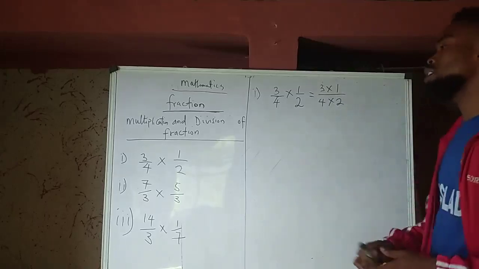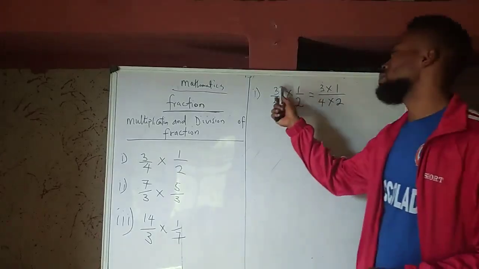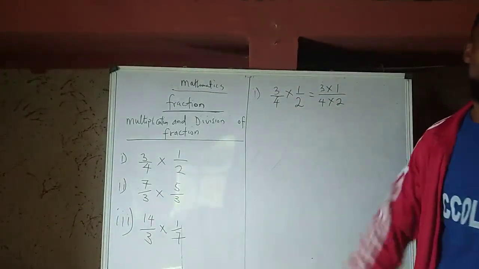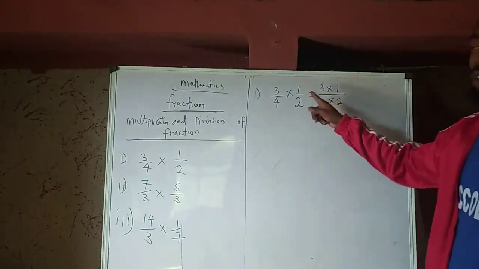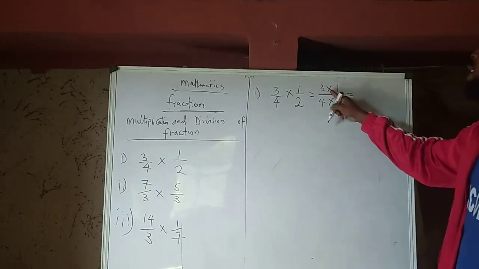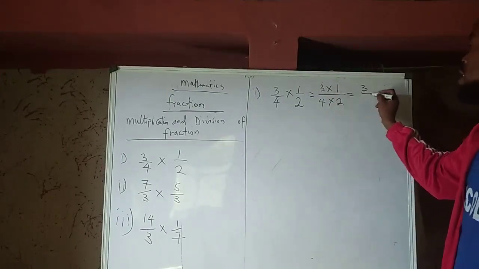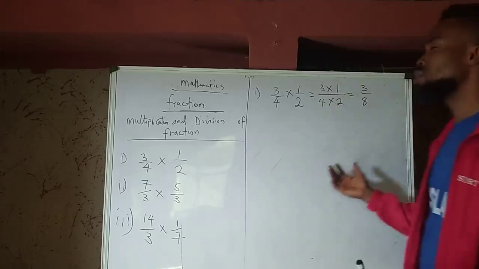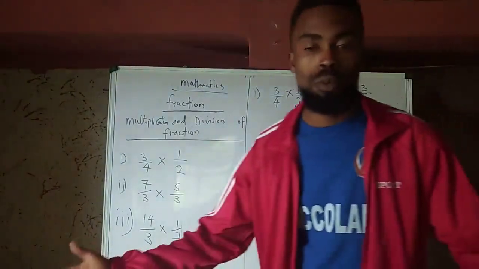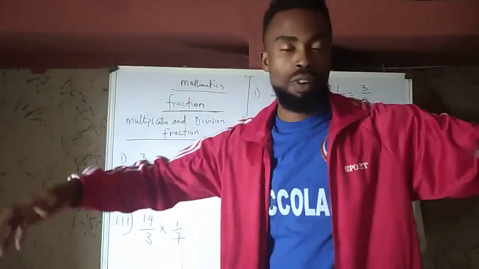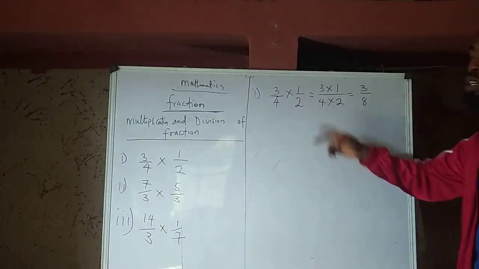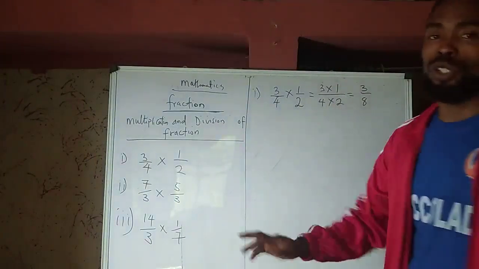Okay, so in the multiplication of fractions, we multiply numerator by numerator, and we also multiply denominator by denominator. So that's why we have what you're seeing here: 3 times 1 all over 4 times 2. So this becomes 3 times 1 is 3, 4 times 2 is 8. So you don't go through the stress of having to look for the LCM, or multiplying the fractions by the LCM. No, we don't do that. All we do is numerator to numerator, denominator to denominator, you multiply and you're done.